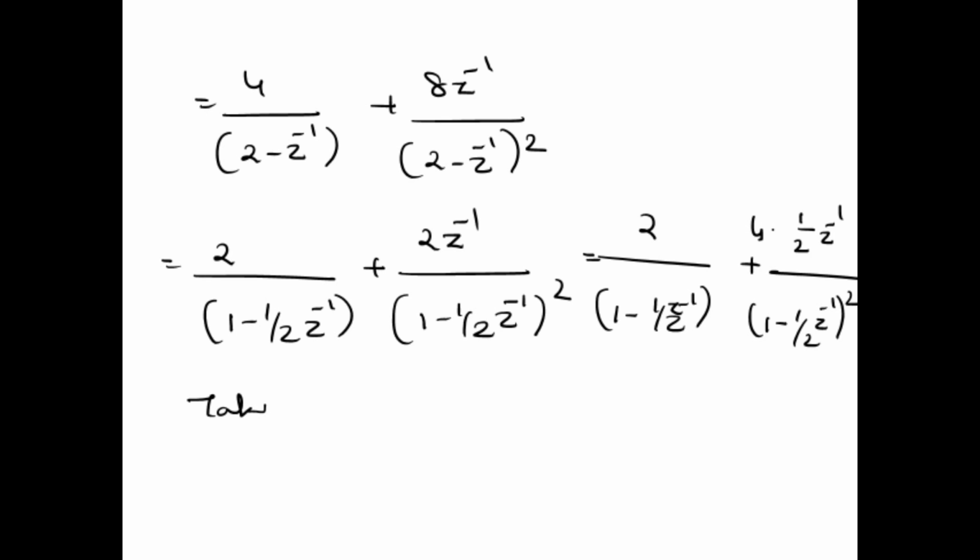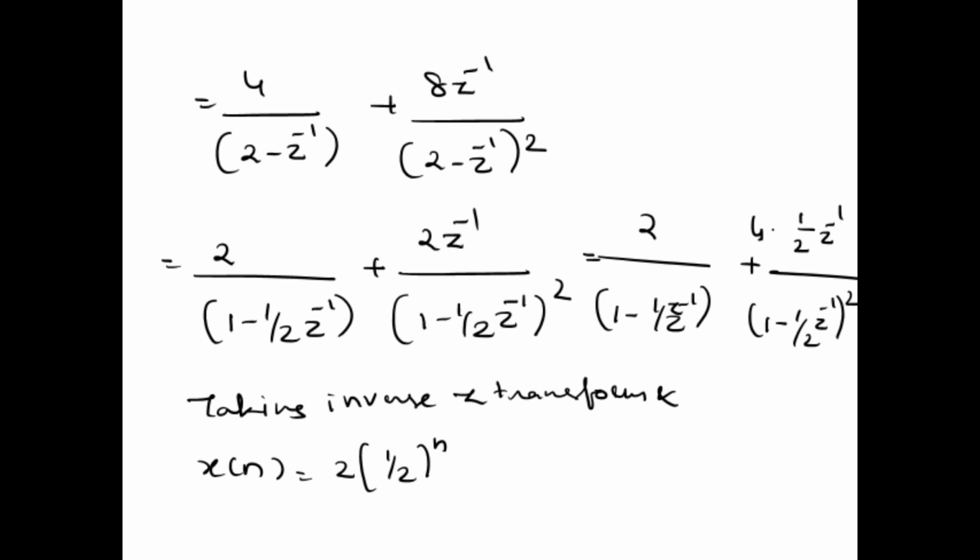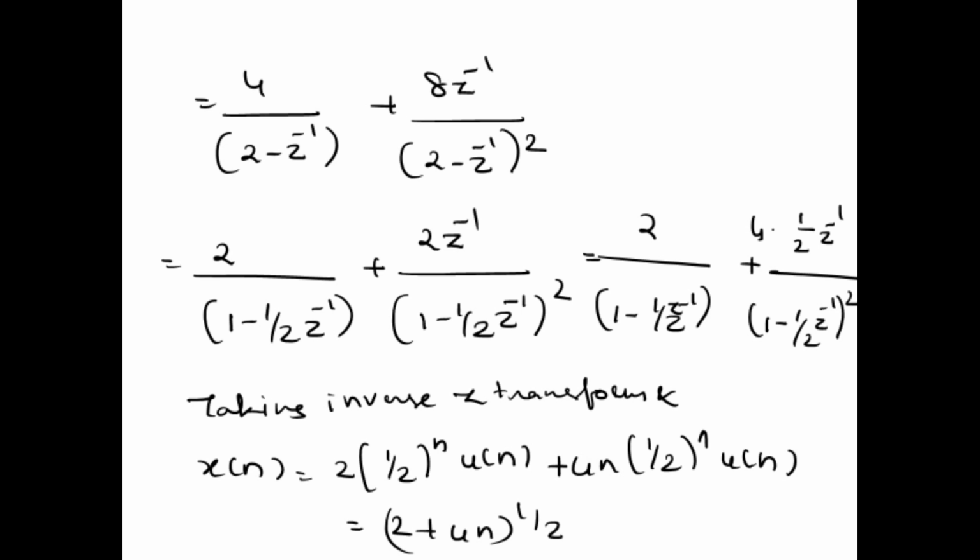Then taking the inverse z transform and referring to the table, we get x of n is equal to 2 into half to the power n into u of n plus 4n into half to the power n into u of n, which is equal to (2 plus 4n) into half to the power n into u of n.